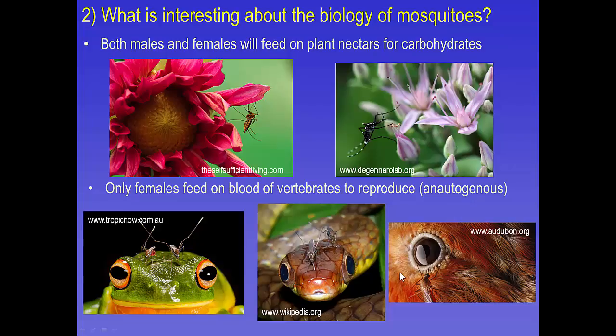And some mosquito species can be quite specific in the types of vertebrate hosts that they feed upon. For instance, the mosquito that transmits Zika virus is highly specific for feeding upon humans, which is one of the reasons why it is such an important disease vector.